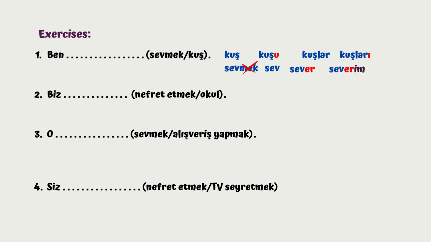So the whole sentence is going to be like ben kuş severim. No e noun case, singular word. Ben kuşu severim. Singular noun again, but e noun case is attached. Or ben kuşları severim. Plural noun, e noun case is attached again. So you do the rest. You can pause here if you want to, and we will do it together in a second.